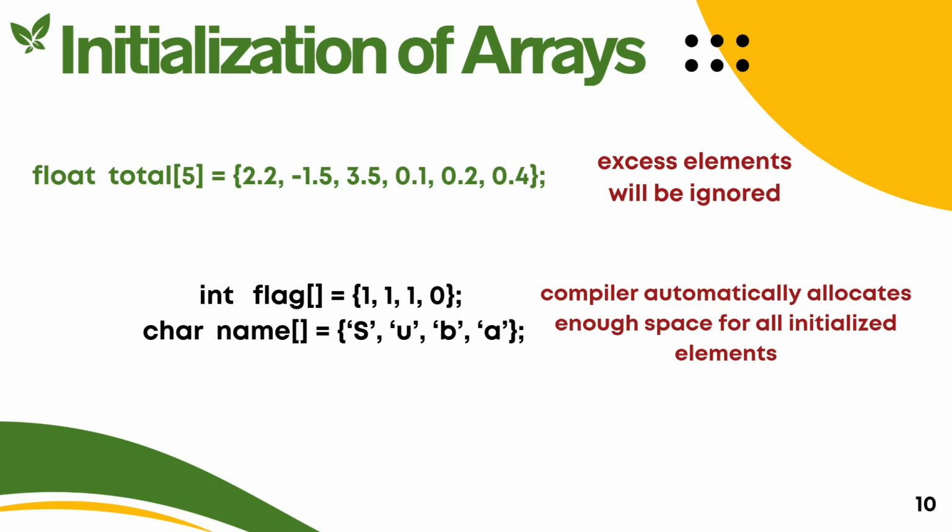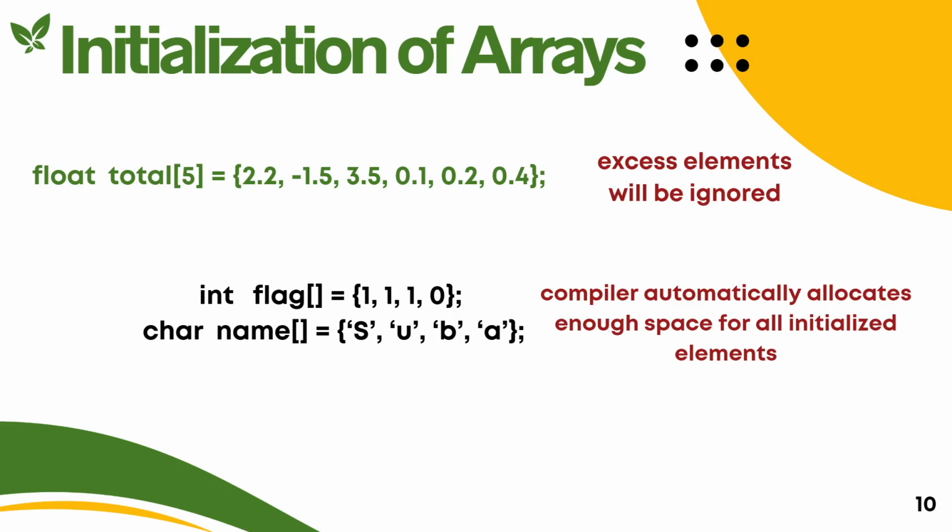At times, we may even commit a mistake, like we have defined the array size to be 5, but we may have mistakenly specified 6 elements in this case. So, if we have done so, then the excess element will always be ignored. In that case, the array will be created with just 5 elements, the first 5 in that sequence.